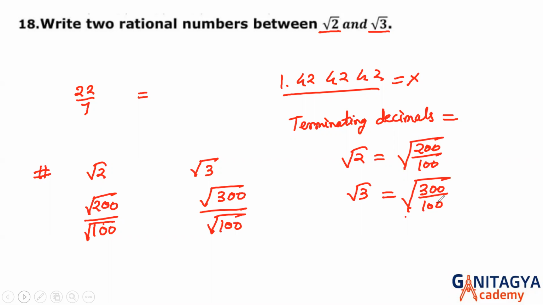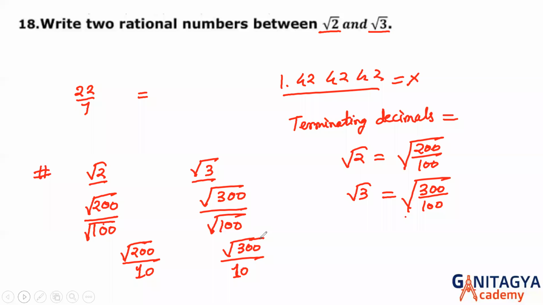So what I'll do, under root 100 is nothing but 10. So under root 200 divided by 10 and under root 300 divided by 10. Am I clear? So we have to find numbers between under root 2 and under root 3. So I can write numbers between under root 200 and under root 300 and divide by 10. Those numbers will also be rational numbers that exist between under root 2 and under root 3.